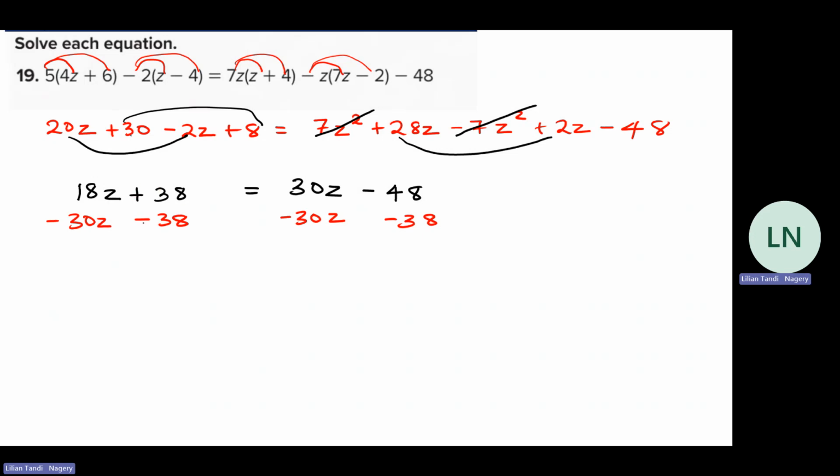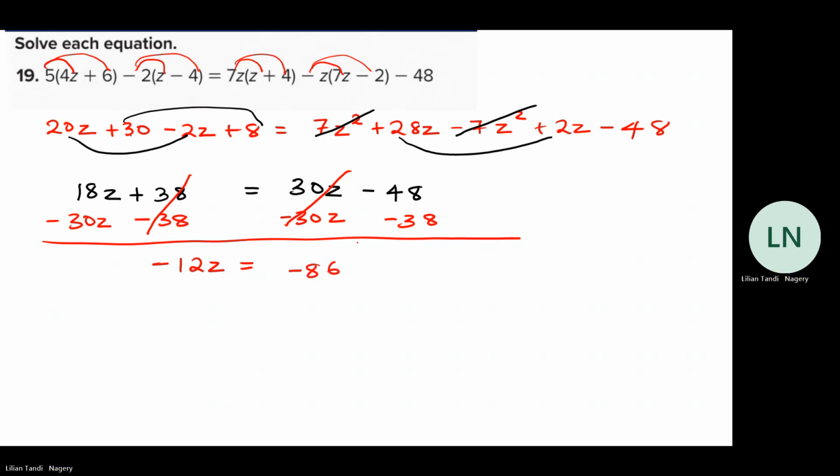So I moved this 38 here. How will I move it? I will subtract both sides. Okay, so this is 0 and this is 0. Now 18 minus 30 should be negative 12z, and this should be negative 48 minus 38, which is negative 86. Then you divide by negative 12, and z is 86 divided by 12.